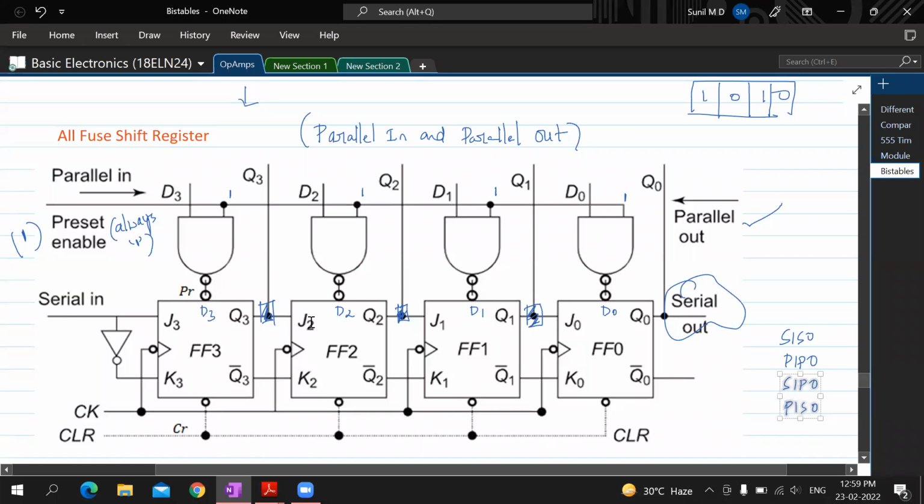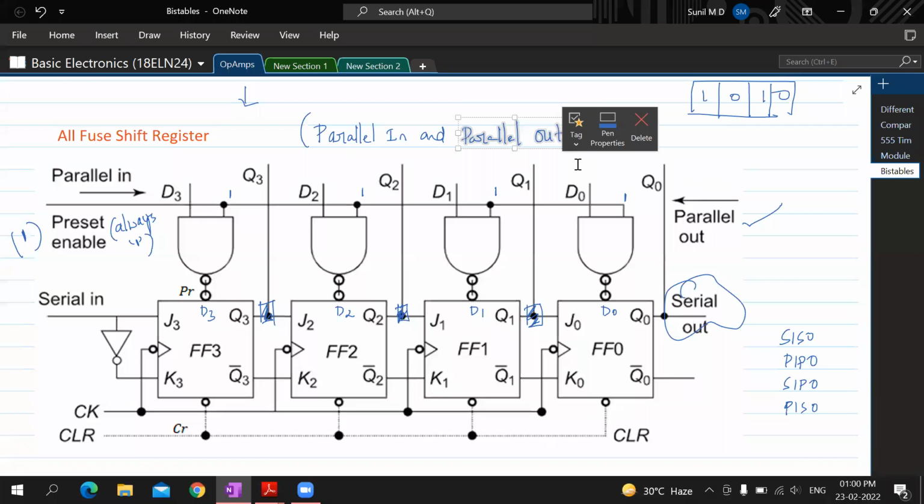Fine. So how is parallel taken out? See, instead of waiting for it to come out serially one after the other, we tap that output here itself and we get that out. We don't wait for them to come at this point serially one after the other. All the bits are tapped at the same time at these points. That's why it's also called parallel out. Is that okay with you, everybody?